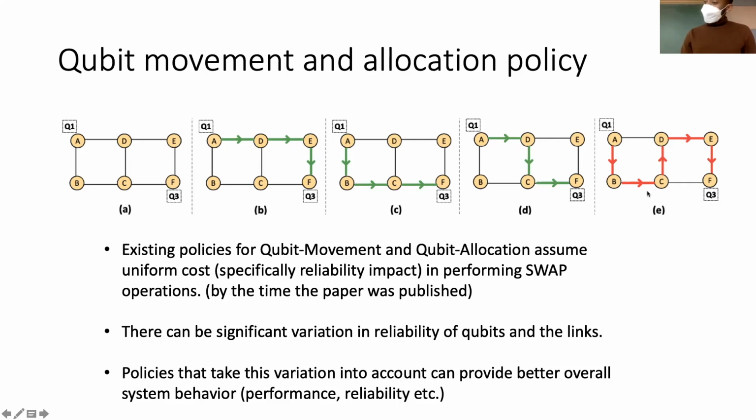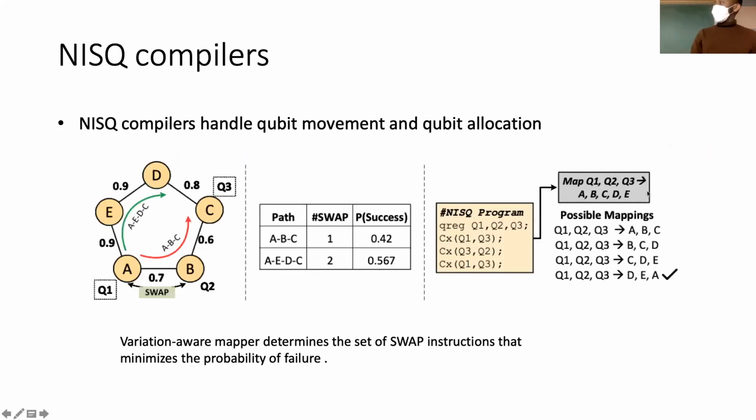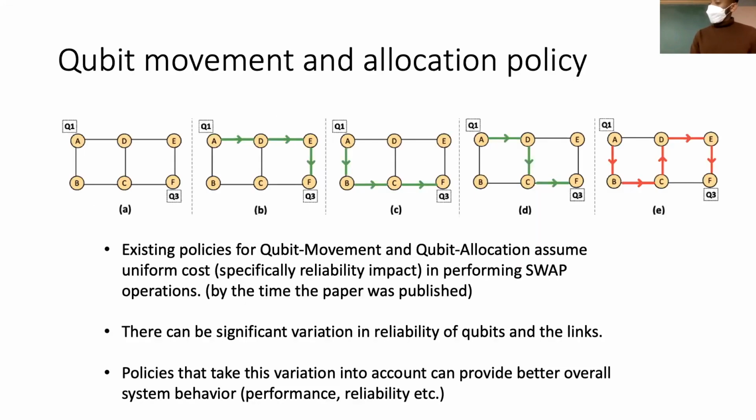What this paper proposed is that existing compiling policies only focus on reducing the number of swaps. But since all links and qubits don't have the same error rate and the same link strengths, we also need to care about the strengths of the links. So they proposed a variation-aware qubit movement and allocation.